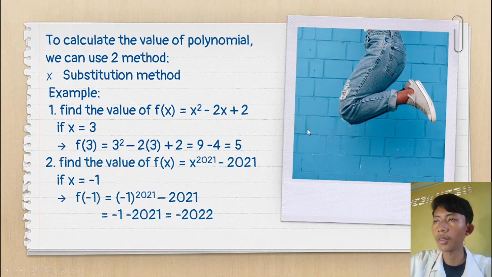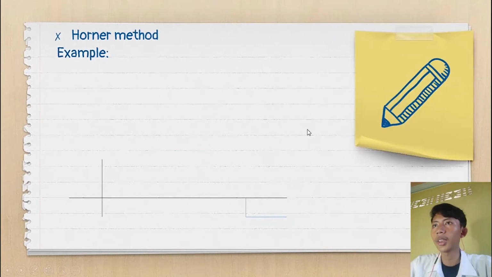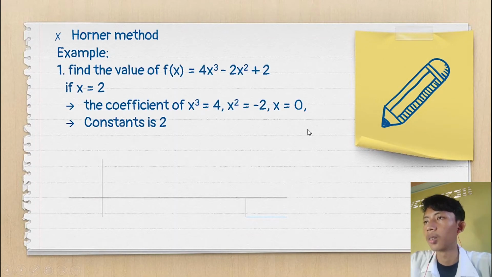The answer is f(minus 1) equals minus 1 to the power of 2021 minus 2021 equals minus 2022. The next is the Horner method. Example 1. Find the value of f(x) equals 4x cubed minus 2x squared plus 2 if x equals 2.